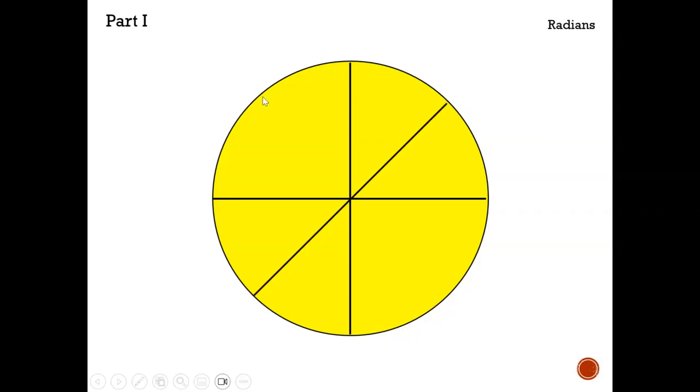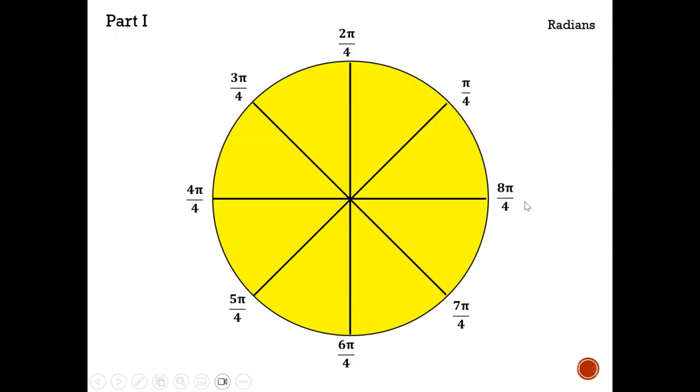We're going to cut the circle into 8 equal parts. You see, we have 1, 2, 3, 4, 5, 6, 7, 8. Now we start with 0, and we're going to start counting by pi over 4. Every time I'm going to add pi over 4, and keep adding pi over 4. Here we go: pi over 4, 2 pi over 4, 3 pi over 4, 4 pi over 4, 5 pi over 4, 6 pi over 4, 7 pi over 4, and 8 pi over 4.